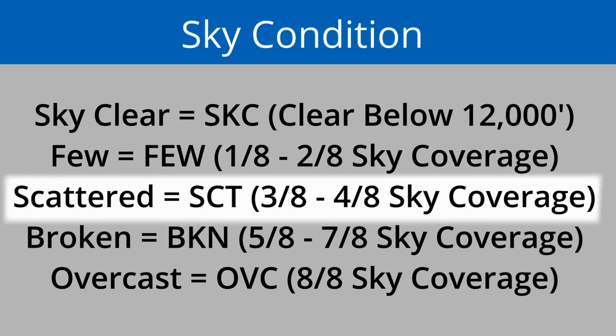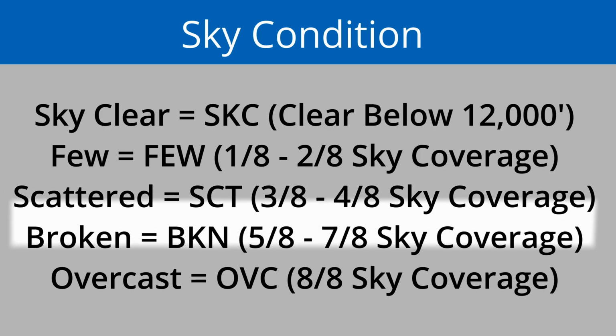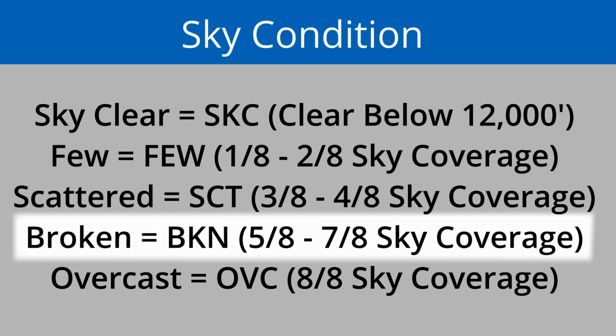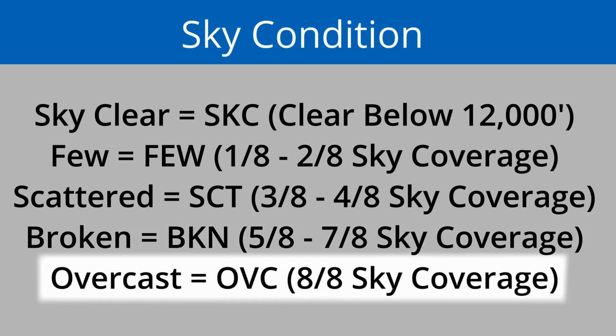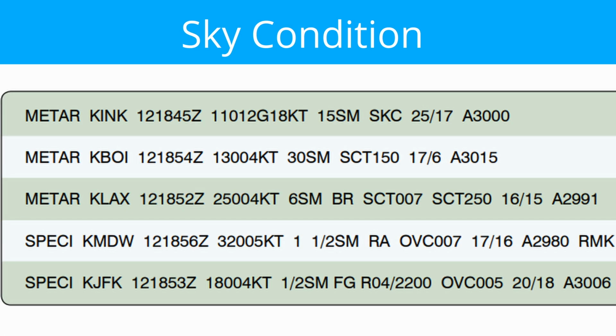If they cover 3/8 to 4/8, then it will be reported as SCT, standing for scattered. 5/8 to 7/8 is BKN, standing for broken. And lastly, if it covers the whole sky, then it will be put down as OVC, which is an overcast layer. After that, it will have 3 digits, which is the cloud height in hundreds of feet.